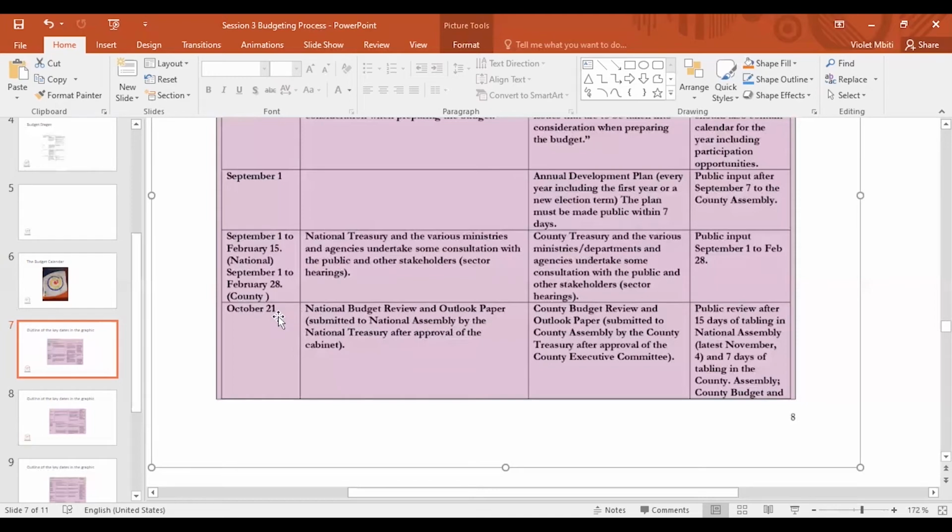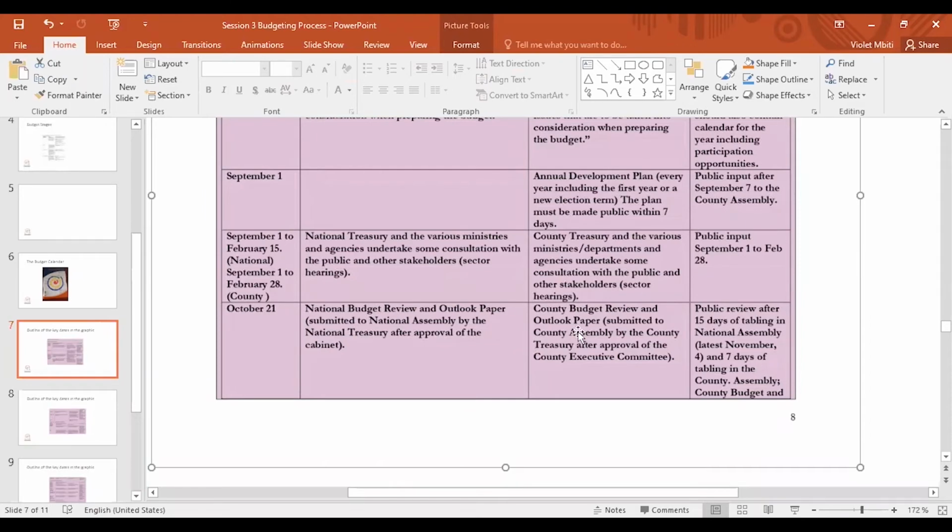October 21st, at the national level, the National Budget Review and Outlook paper is submitted to the National Assembly by the National Treasury after approval of the Cabinet. All right? So the Cabinet is the executive at the National Assembly. They are the executive. And then now when they have prepared it, now it is brought to the National Assembly.